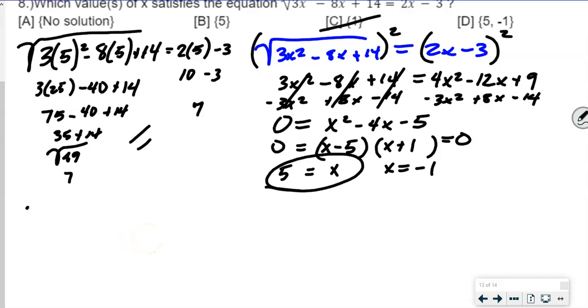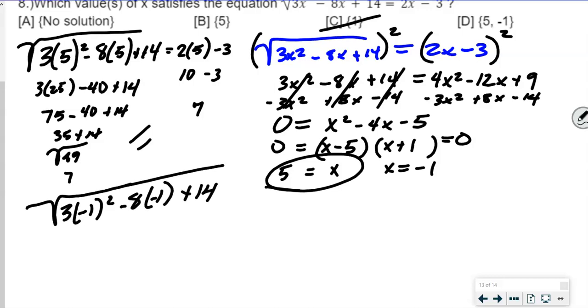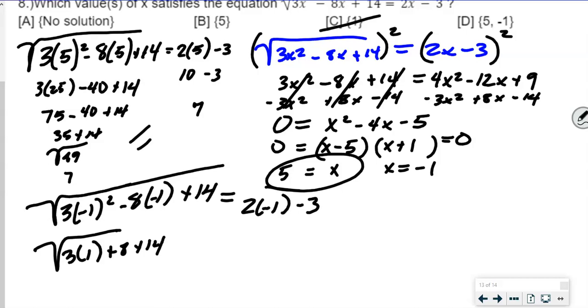So we're going to, once again, put 3 times negative 1 squared minus 8 times negative 1 plus 14. And we want to see, is that equal to 2 times negative 1 minus 3, okay? So this is going to be 3 times 1 plus 8 plus 14. Is that going to be equal to negative 2 minus 3? Isn't that going to be negative 5 right there? Well, I can tell you already that's not going to work because the square root of any number is not going to be a negative number.